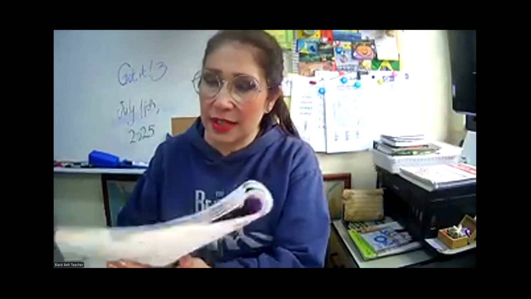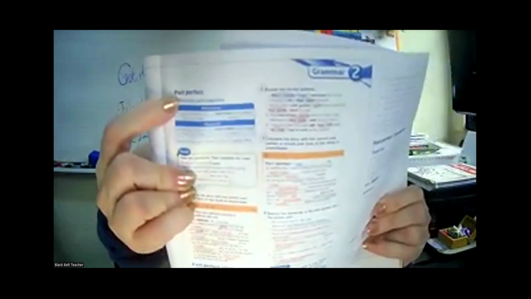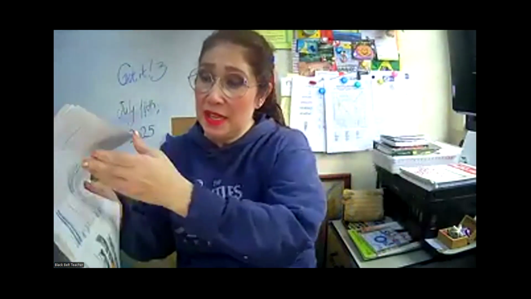Okay, guys, so please jump to page 21. On page 21, right at the top of the page, today's date, which is July 11th. It's a Friday. And at the top of the page, right here, we have this title called Past Perfect. And this is a new verb tense.